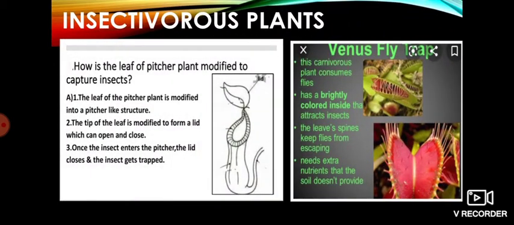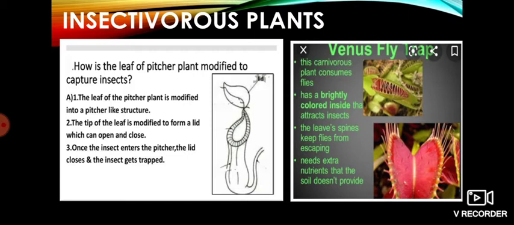Now, it will be a very interesting topic. Now we will learn about insectivorous plants. There are some unusual plants like Venus flytrap, sundew and pitcher plant which eat insects. Their leaves are modified to capture the insect. Such plants are called insectivorous plants.